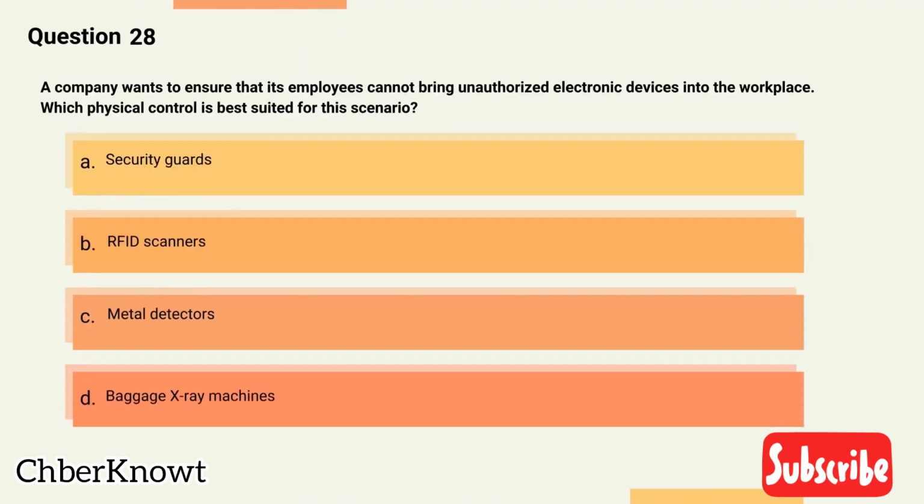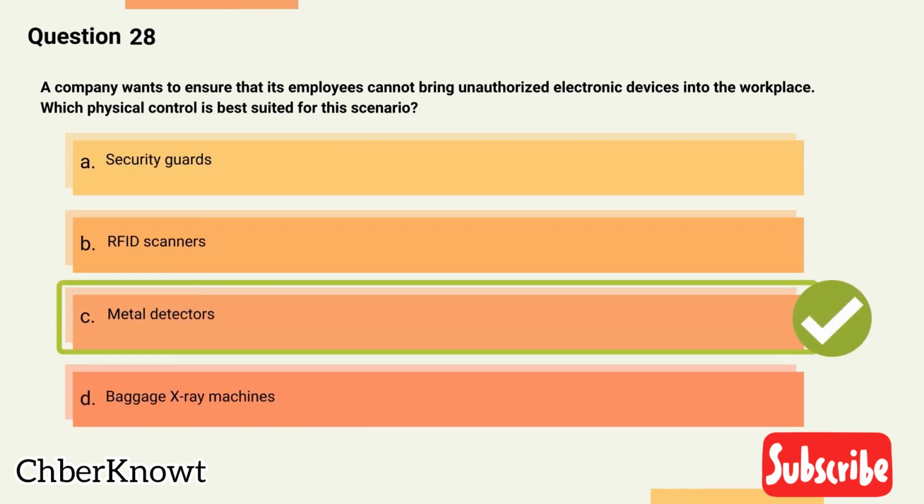Question 28. A company wants to ensure that its employees cannot bring unauthorized electronic devices into the workplace. Which physical control is best suited for this scenario? Option A. Security guards. Option B. RFID scanners. Option C. Metal detectors. Option D. Baggage X-ray machines. The correct answer is Option C.